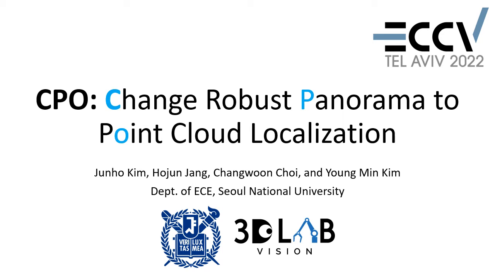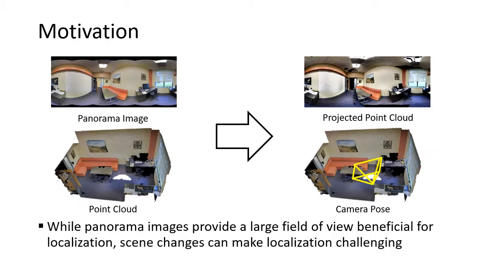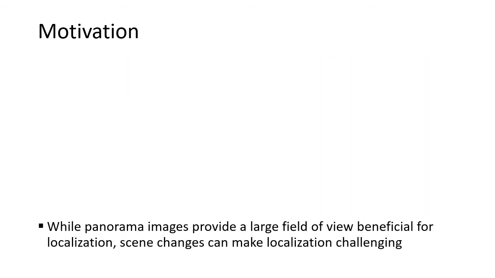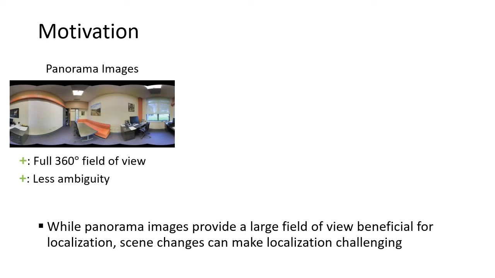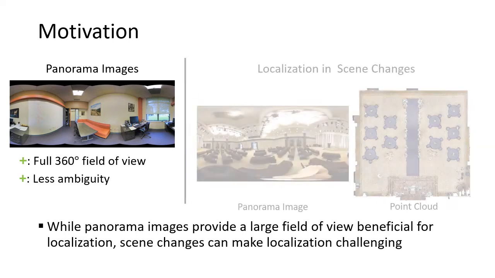In this video, I'll present our paper CPO, Chained Robust Panorama-to-Point Cloud Localization. CPO is a localization algorithm that takes a panorama image and colored point cloud as input and finds the camera pose. Panorama images are beneficial for localization as the full 360-degree view provides the holistic scene context with less ambiguity.